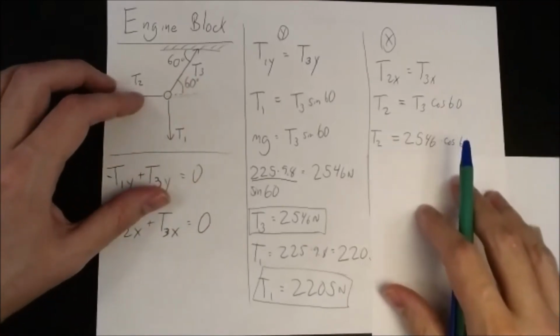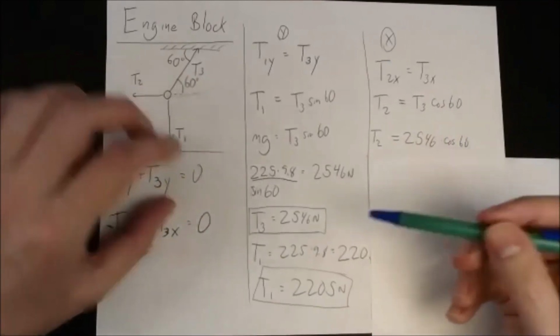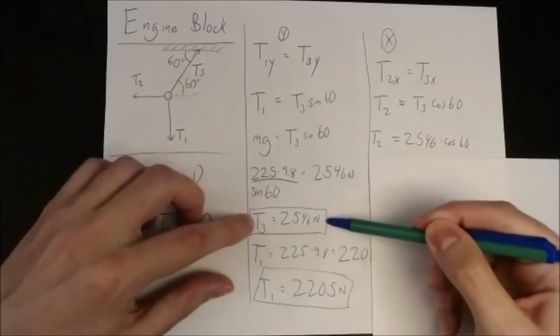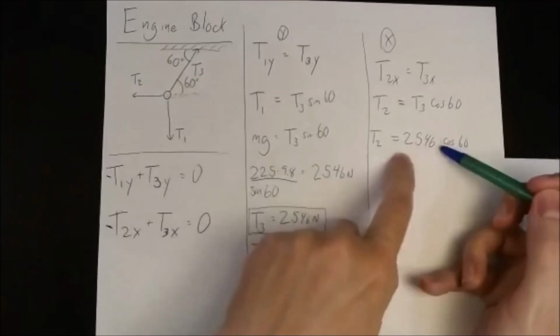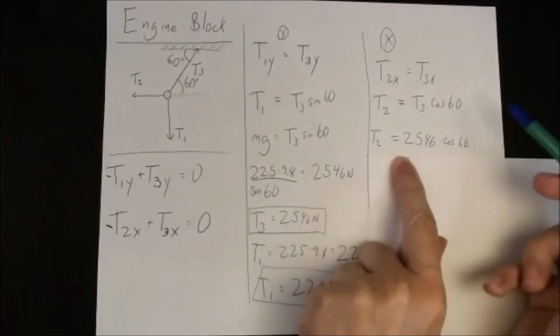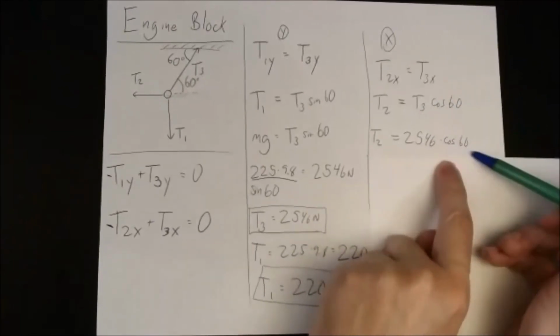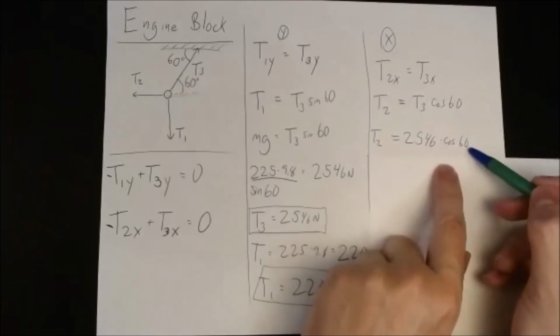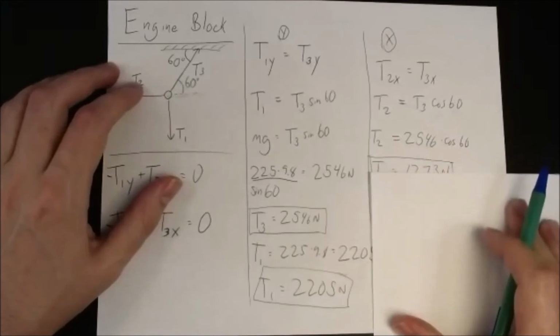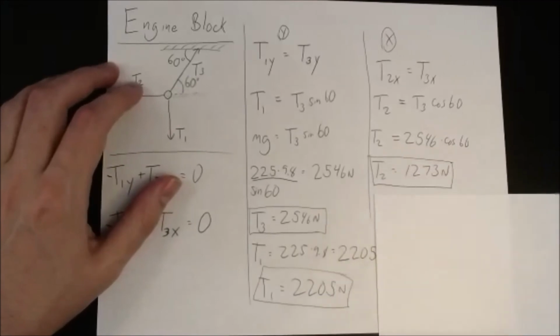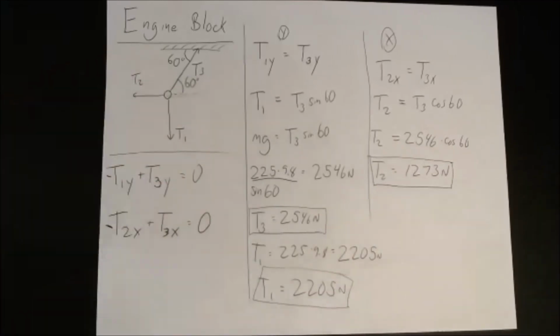And again, we have the same kind of thing. We remember from before, from y, that T3 was 2546. We plug that in there for T3. And then we've got cosine 60, which is just a number, so we can ask our calculator about that. Multiply by 2546, and we get that T2 is 1273 newtons.